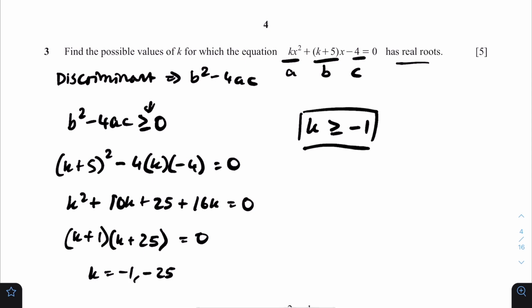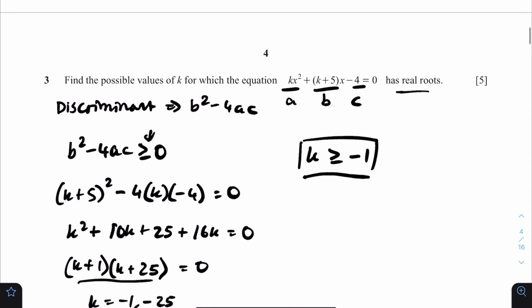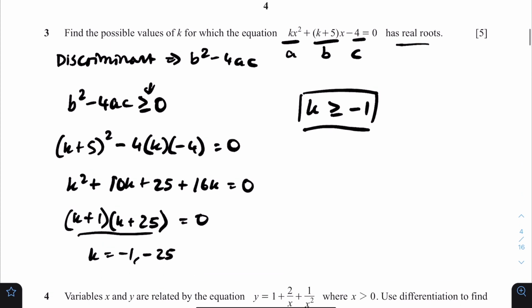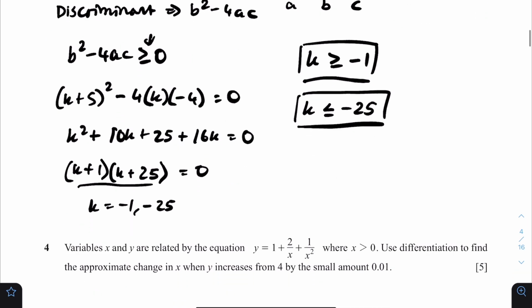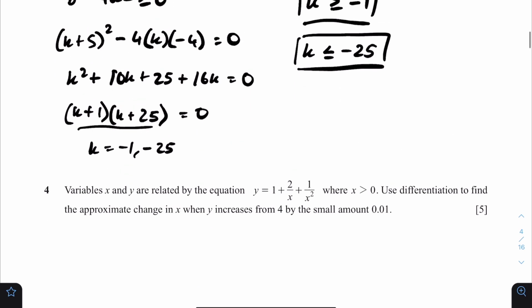Now the other solution is with negative 25. So let's substitute a value that's less than negative 25 and see what happens. If we put like negative 26 in there, we get negative 26 plus 1 is negative 25, and then negative 26 plus 25 is negative 1. So this makes it, again, a greater value, and therefore k can be less than or equal to negative 25 and still have real roots. So these are our answers. Now let's go on to the next part. Remember the inequality signs to be correct, by the way.